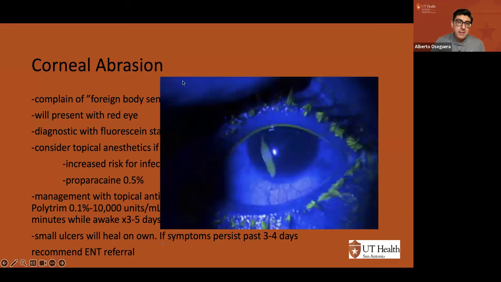So this is what a fluorescent stain looks like. There are these little swab sticks that you just put on the undersurface of the conjunctiva, and you have them blink a few times. And if that staining goes into the abrasion, then that's a positive fluorescent stain.